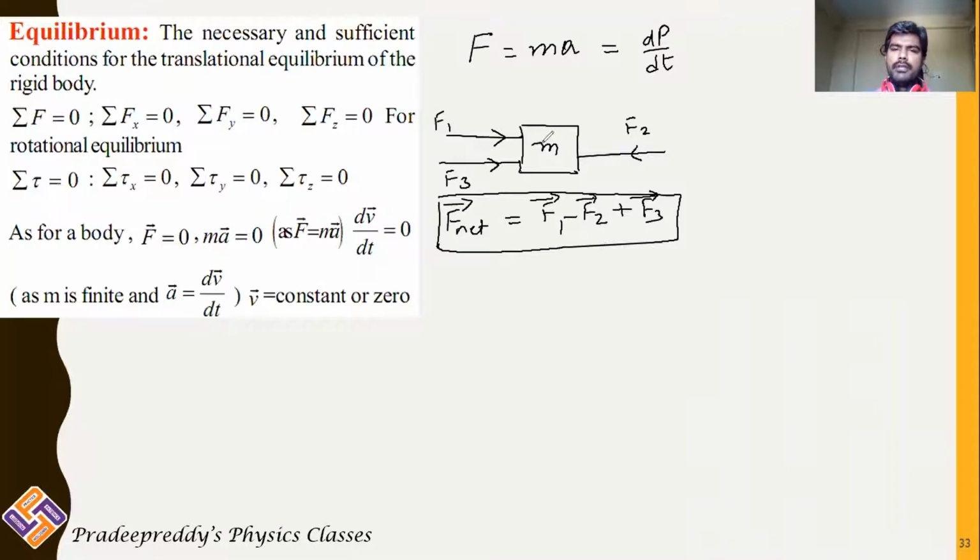If F net is positive, it means that the body is traveling along the positive x-axis. If F net is negative, it means that the body is traveling along the negative x-axis. The negative force is dominating over the positive force. Now, if F net is not equal to 0, then you can find out acceleration: a is equal to F net divided by the mass of the particle. Acceleration of the body a is not equal to 0. So the body accelerates.